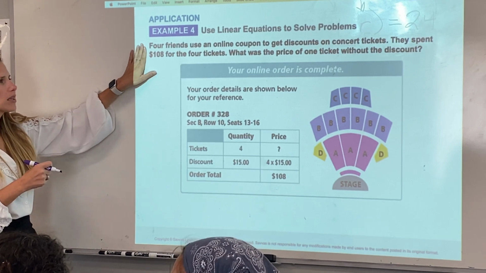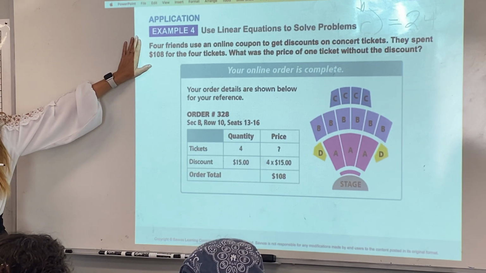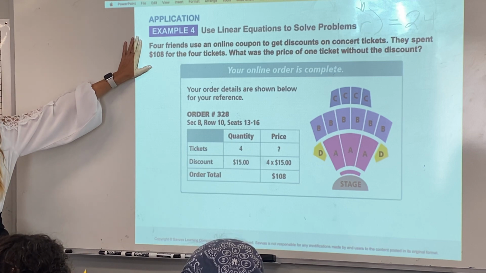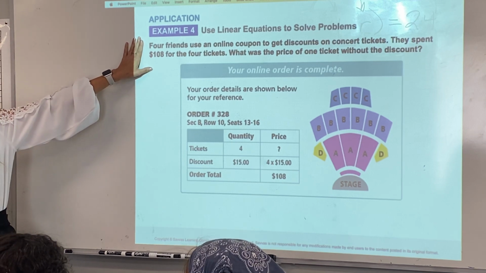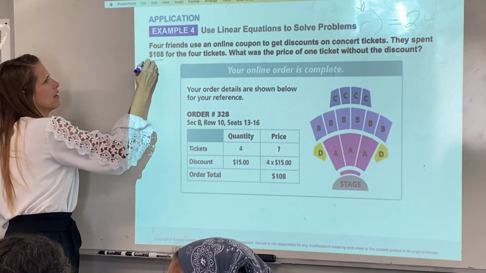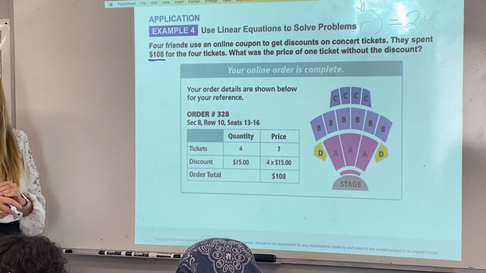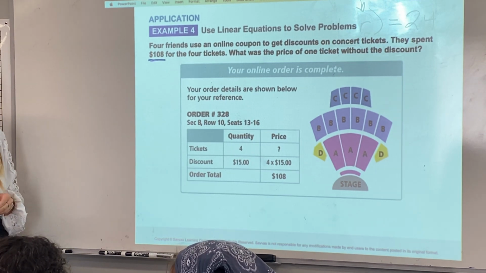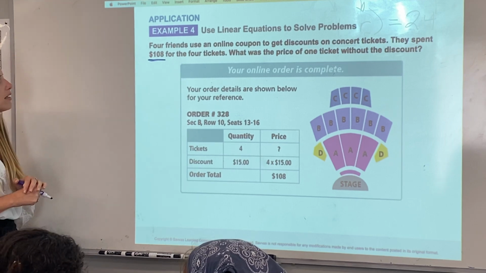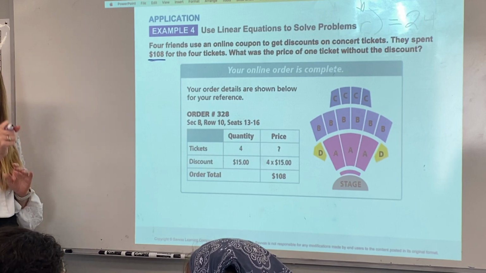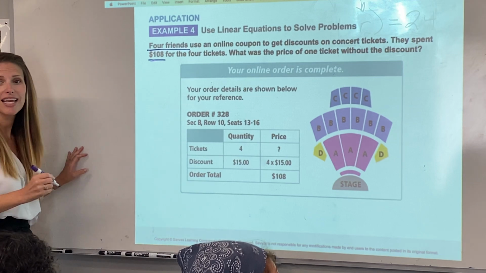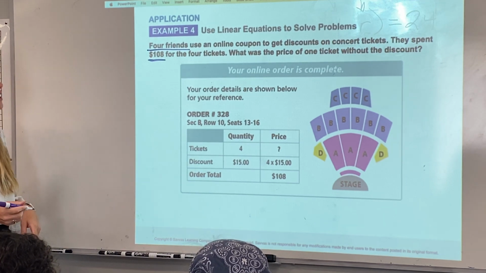Okay. So let's start identifying the important information from the beginning. Who wants to point something out? Just shout it out. Raise your hand. Go ahead, Bella. Yeah, 108 is very important. What does 108 represent? Dollars. The dollars. It represents the cost of all of them. We would call that the total, right? Okay. What else is important in this information? Yes. 4 friends, because that tells us how many tickets. Very good. 4 friends means 4 tickets.